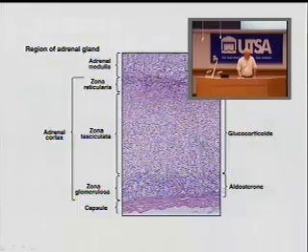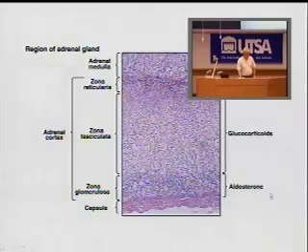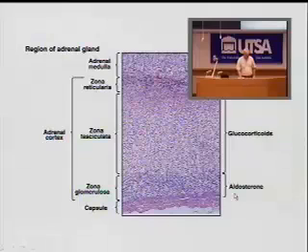So here in the zona glomerulosa, the outermost portion of the adrenal cortex, we have cells that are going to respond, for example, to angiotensin II and synthesize and secrete aldosterone, which is going to be responsible for ionic secretion or retention at the kidney. And then in the middle portion, the zona fasciculata, is the synthesis and secretion of the glucocorticoids.